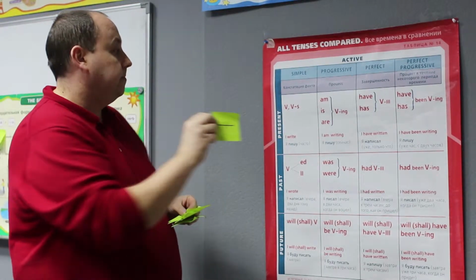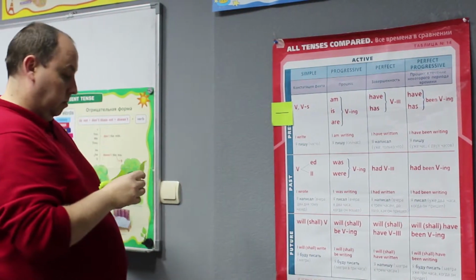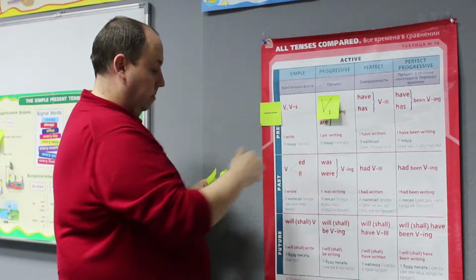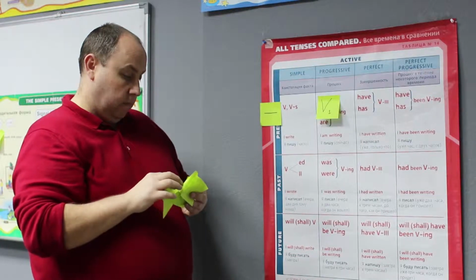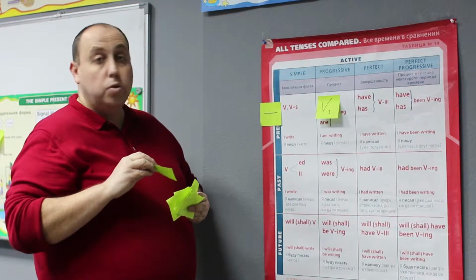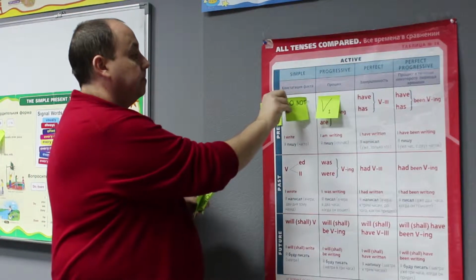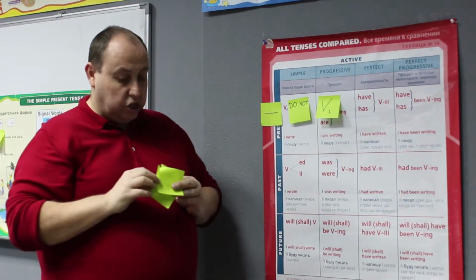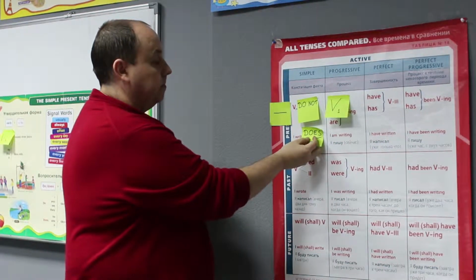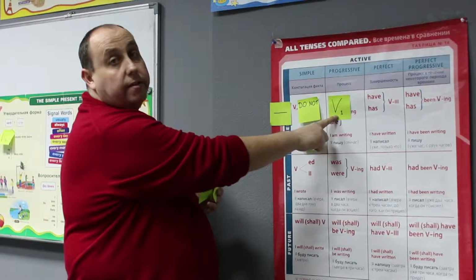If we have a negative in the present simple, we once again use the verb in the first form. For I, you, we or they, we also use the helping verb do not. Or for he, she or it, does not. Okay, these are called the helping verb, and this is called the main verb.